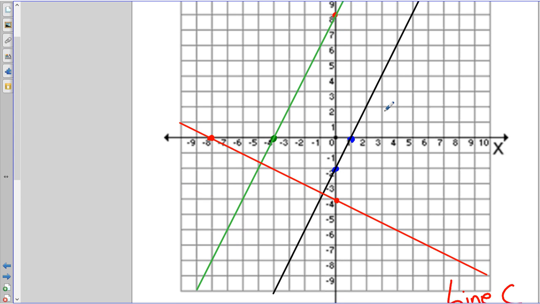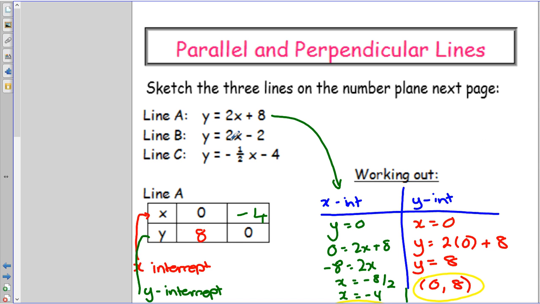Line C was the other one, so its x-intercept was negative 8, 0. Its y-intercept was 0, negative 4. And then you rule a line connecting it up. It makes sense because notice that with positive gradients from left to right you're going upwards, and with negative gradients from left to right you're going downwards. And label that one line C, of course.